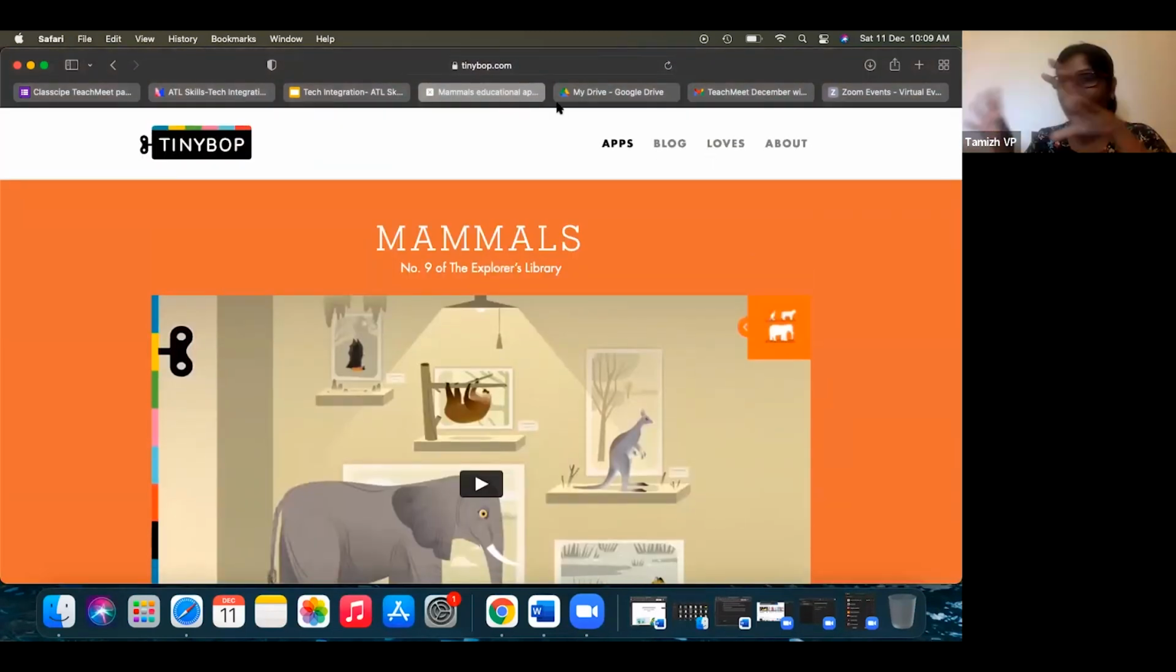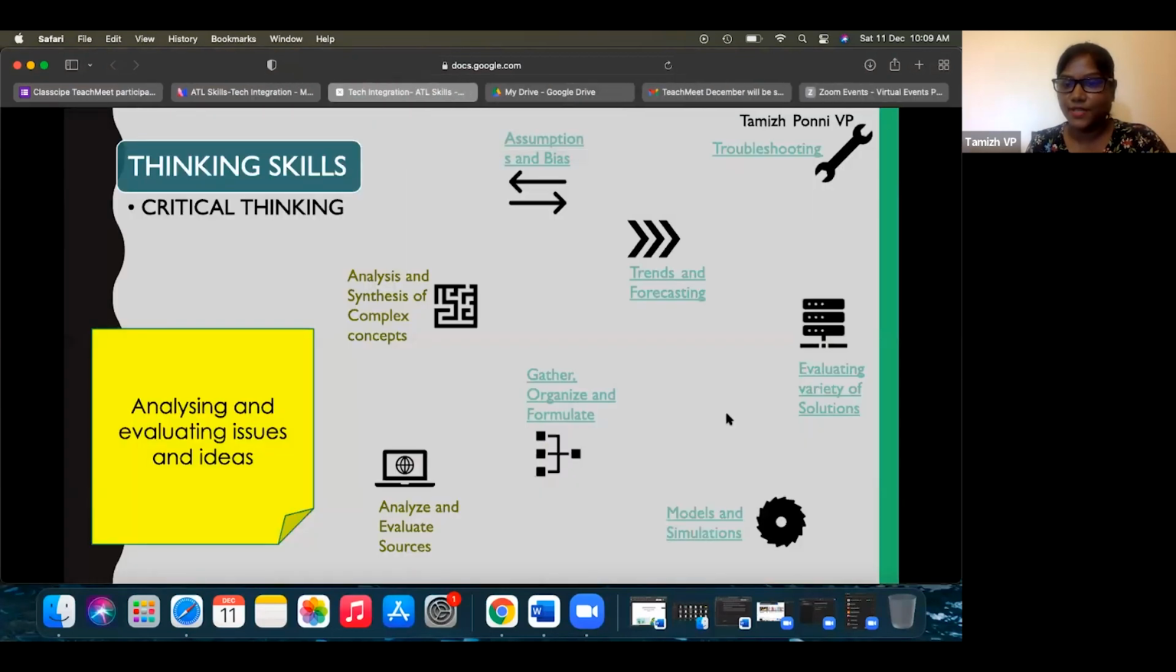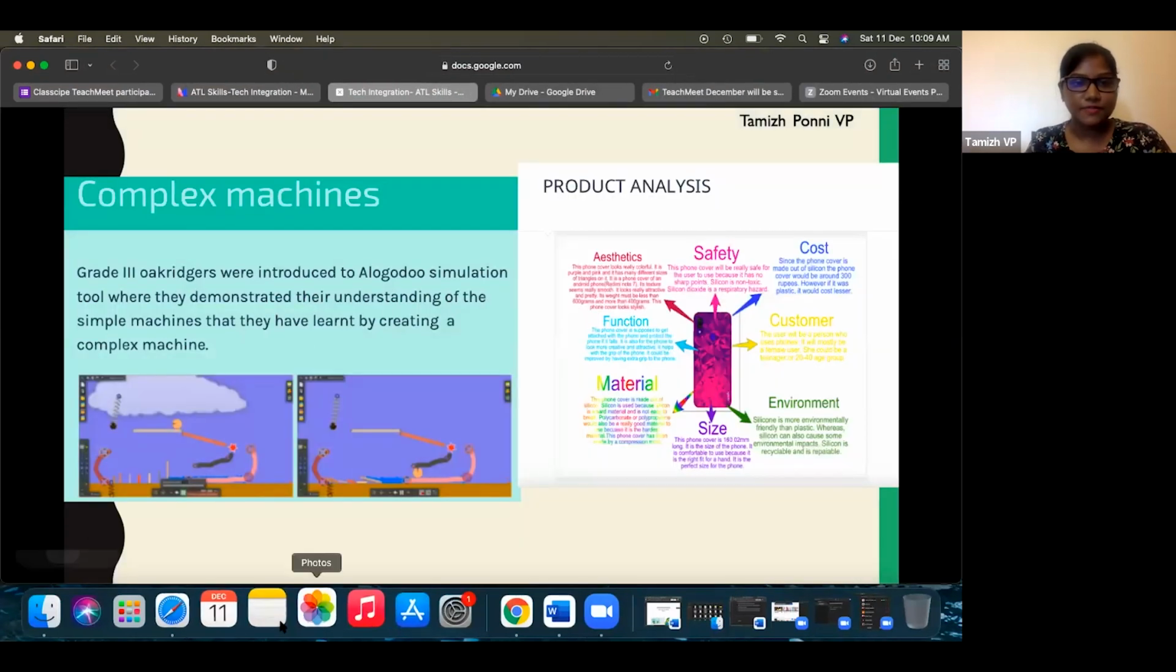Instead of really showing a model for real, you can do it all through an iPad and an app, or a tablet and an app. So it's very good that way. So here are some examples.